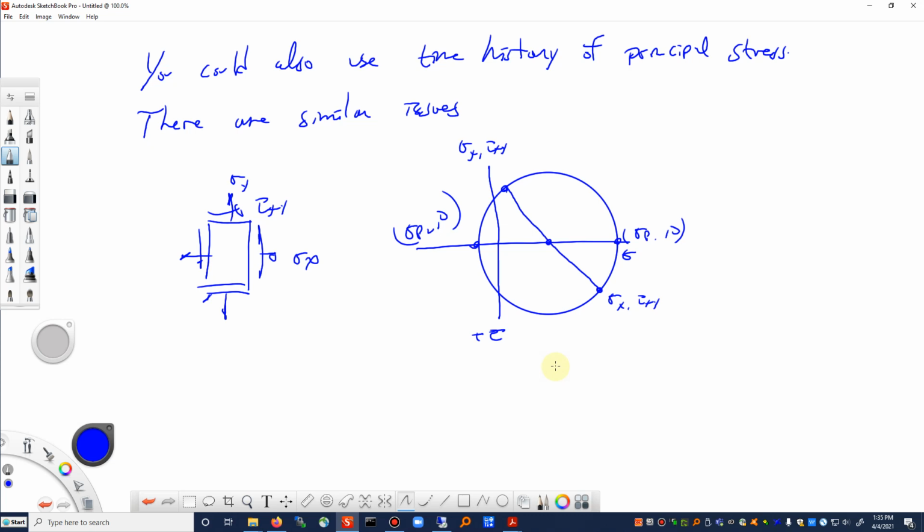Now you can do the same sort of thing with strains, and the same rationale applies as to why you probably don't want to use a signed von Mises strain type term or a strain history based on principal strains. There are some issues with that. And so we're going to talk about the critical plane approach in an upcoming video lecture. That's the one that I tend to recommend.